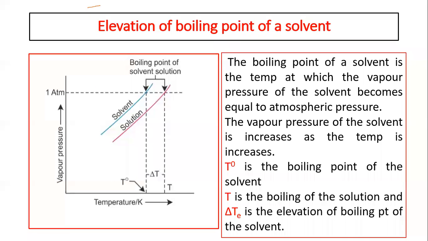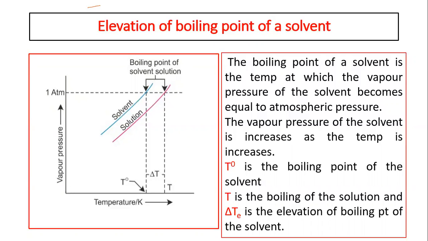In this video, we are going to discuss elevation of boiling point of a solvent. Elevation of boiling point is a colligative property. We know that colligative properties are those properties which are dependent on the relative number of the solute molecules. So elevation of boiling point will change according to the relative number of the solute molecules. So first of all, let us see what is the boiling point.